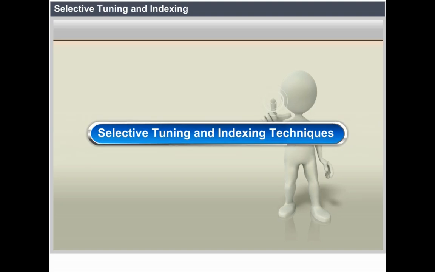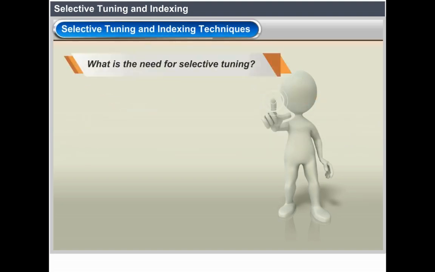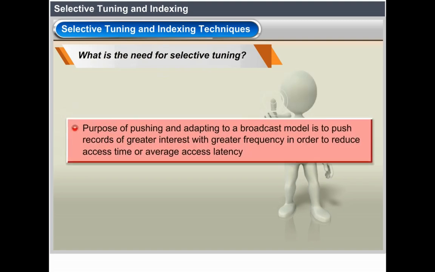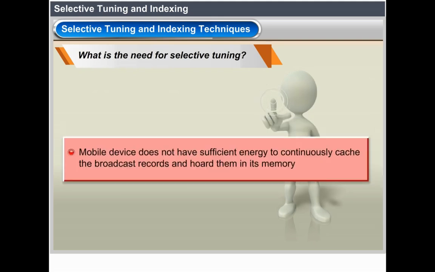Selective tuning and indexing technique. Why selective tuning? The purpose of pushing and adapting to a broadcast model is to push records of greater interest with greater frequency in order to reduce access time or average access latency.